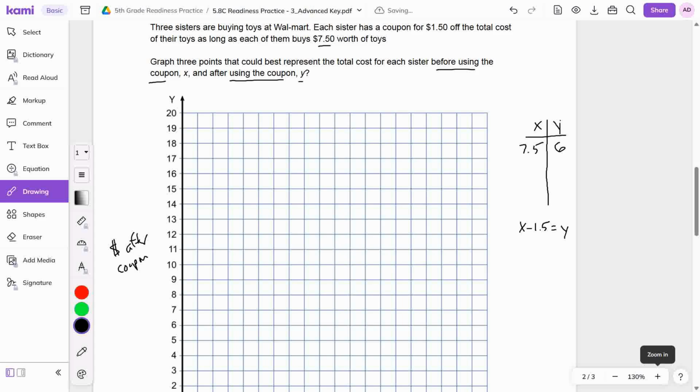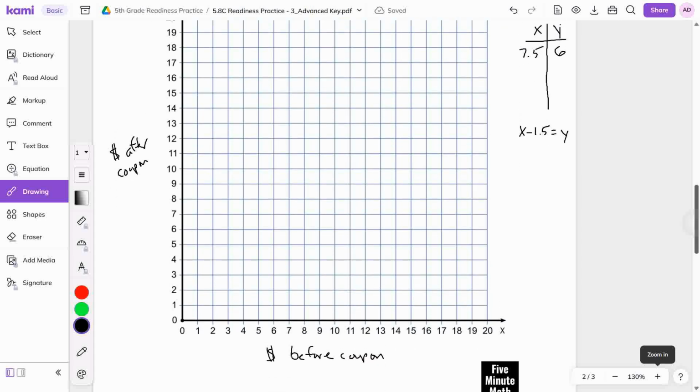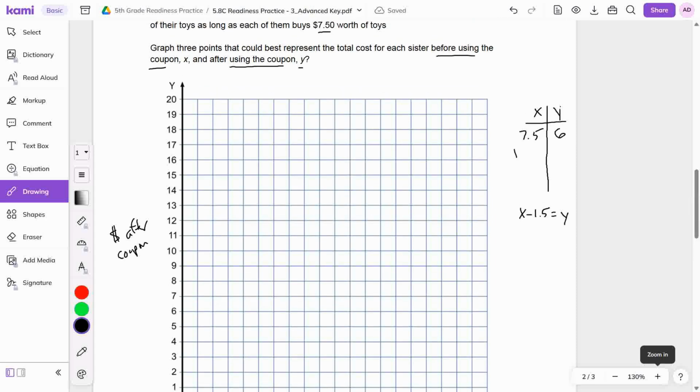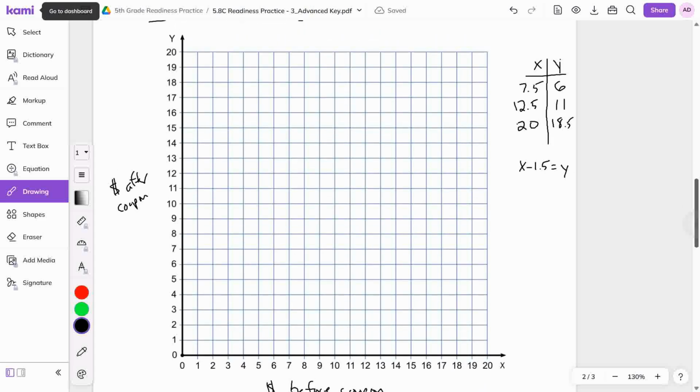Now I can buy more than that. I just can't buy less than that. So we can go up to 20, right? So let's just kind of spread them out. Let's do $12.50. I'm going to take away $1.50 from that, and that is going to be 11. And then let's say I get the full 20. I buy $20 worth of toys. I still only get $1.50 off. So that's going to be 18.5. So those are 3 points. You might have chosen many different points to make it work.